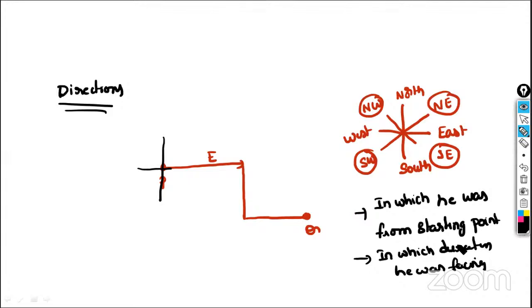Anyone online? From the starting point it is in the southeast direction, sir. Oh, southeast. Okay, done. Now you can type the facing direction in the chat also. Okay, sir.